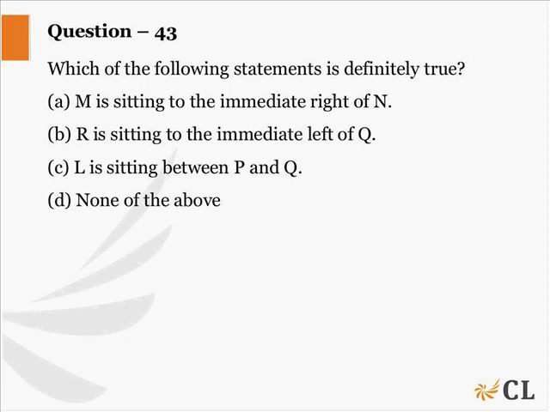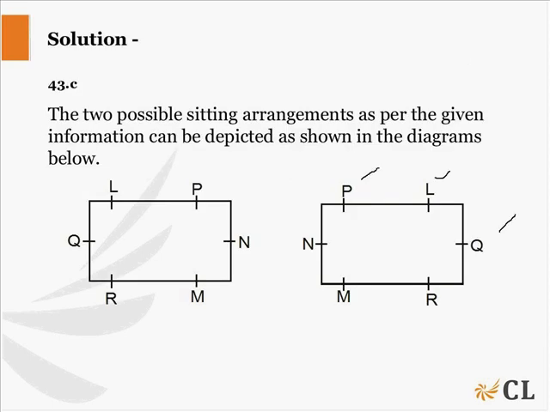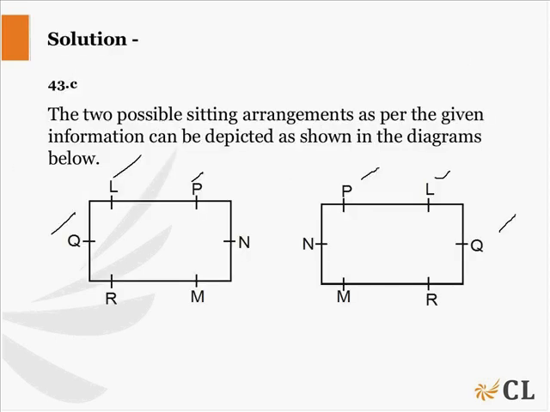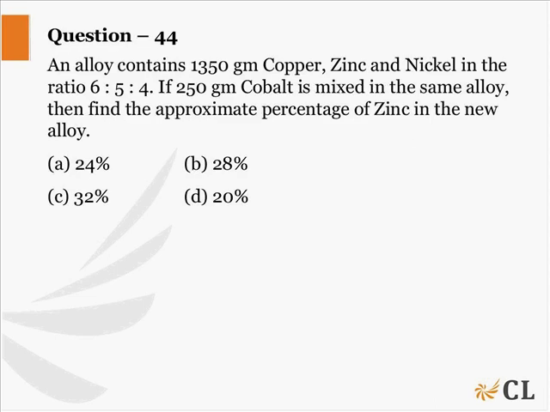So what I am saying is, no statement which gives you right or left of this person can be right. That means these two statements have to be false only. Now third is saying L is sitting between P and Q. So L is sitting between P and Q looks okay in both the positions. So this is the right answer. So are we clear with these three parts, 41, 42, 43? I guess very easy question, so you must have done it.